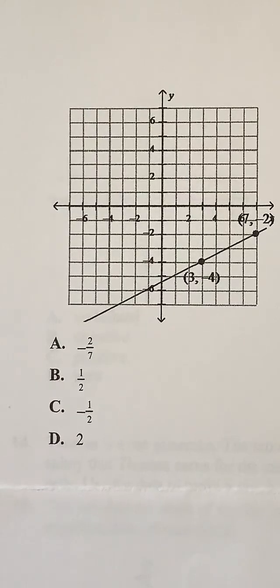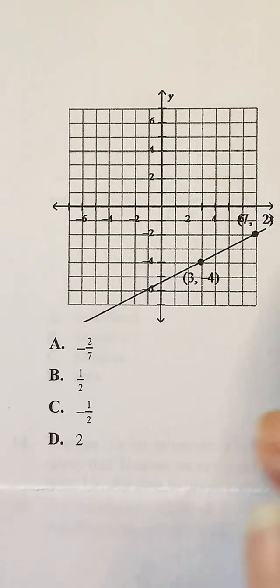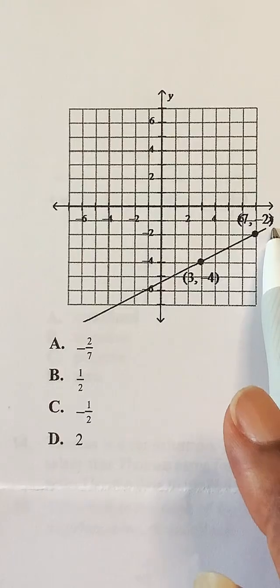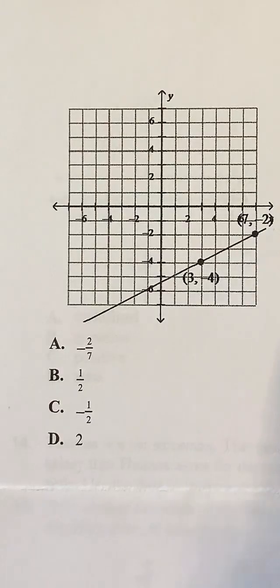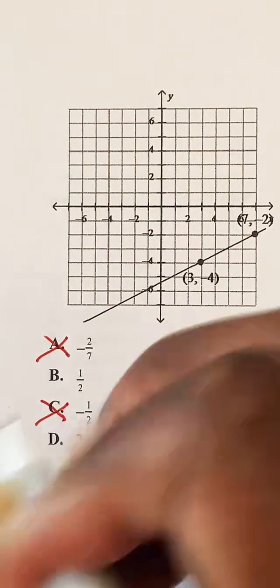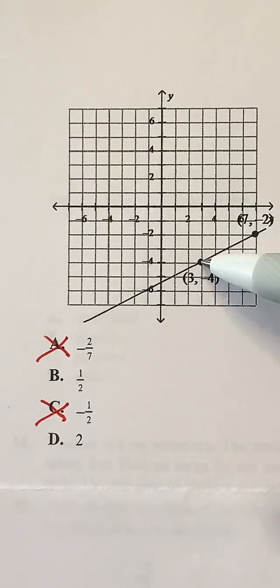You're changing? Okay, so let's take a look. From left to right, my line is increasing. So we know that the slope is also going to be positive. So at least we all know that C and A are done. They're both negative.